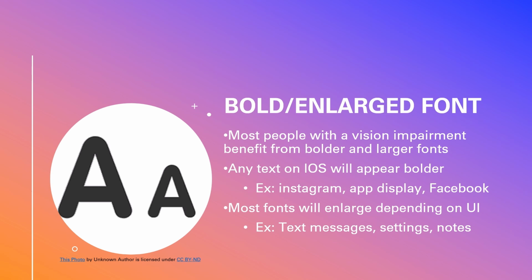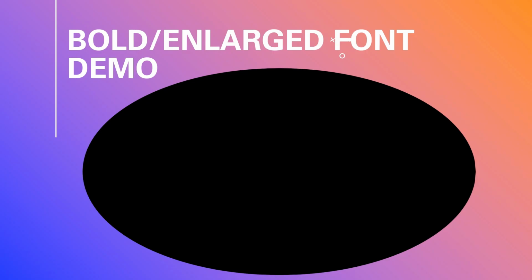So any text on iOS will appear bolder when you turn the setting on. For example, Instagram, your app display, and Facebook, etc. All that will appear bolder, and most fonts will enlarge depending on the UI. So text messages, settings, notes, emails, just things related to iOS will appear enlarged for this setting. Here's the demonstration video.